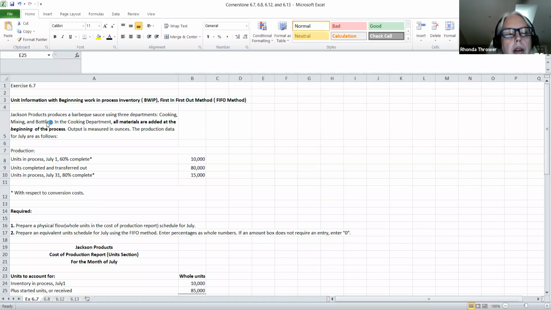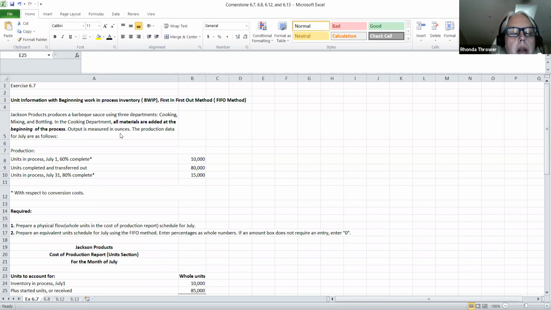And the information that they give you about Jackson products is that they are going to be producing a barbecue sauce, and they use 3 departments to do that: the cooking department, the mixing department, and the bottling department. And in the cooking department, all materials are added at the beginning of the process. Notice I've got that highlighted because that's important for you to realize that all of the materials are going to be added at the beginning of the process. No materials are going to be added at any other time, just through the beginning of the process.